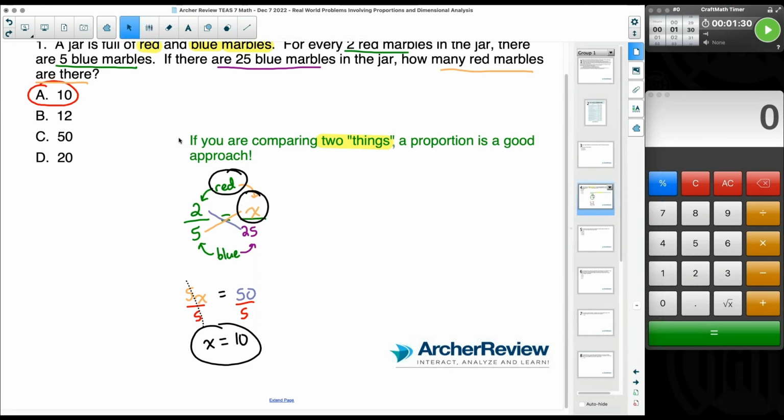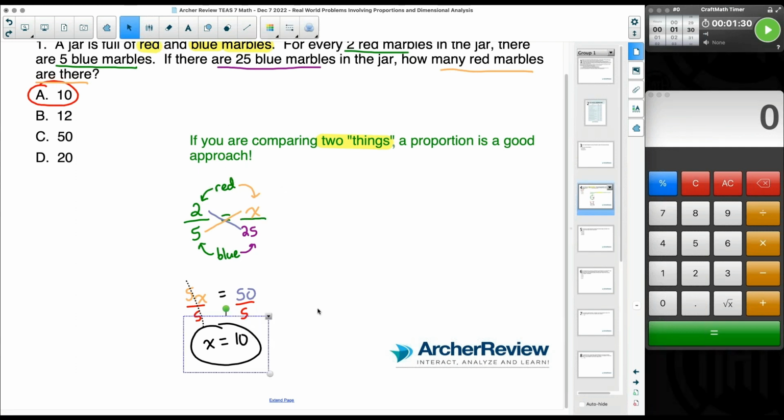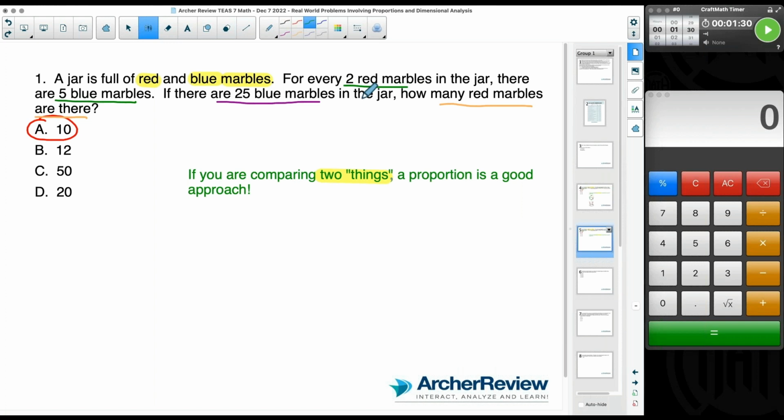Now, let me show you another way, another proportion to do this same problem. If you did not set yours up like this, that's okay. Let me show you another way to do it. So maybe you did it like this.